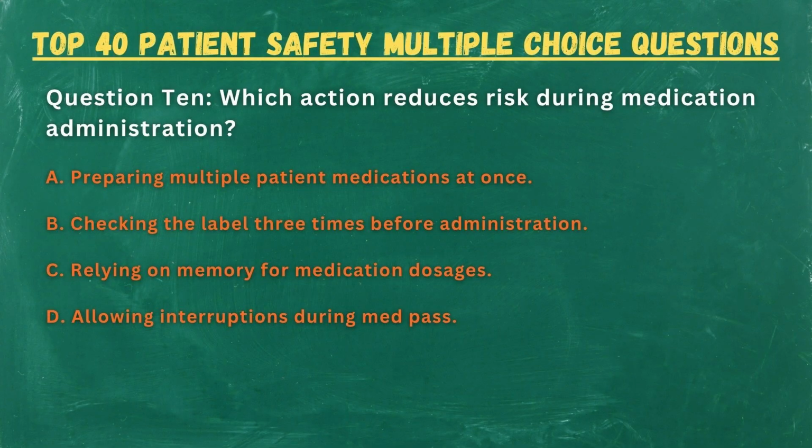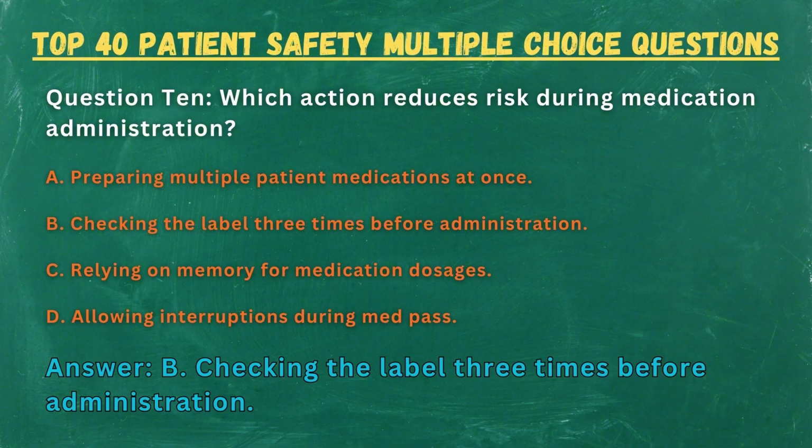Question 10. Which action reduces risk during medication administration? A. Preparing multiple patient medications at once. B. Checking the label 3 times before administration. C. Relying on memory for medication dosages. D. Allowing interruptions during med pass. Answer. B. Checking the label 3 times before administration.